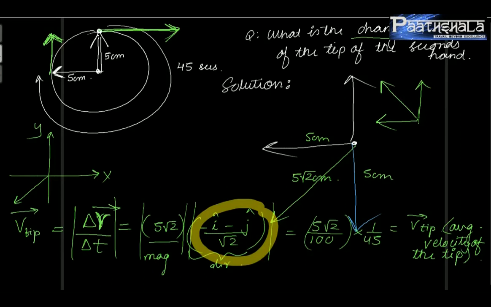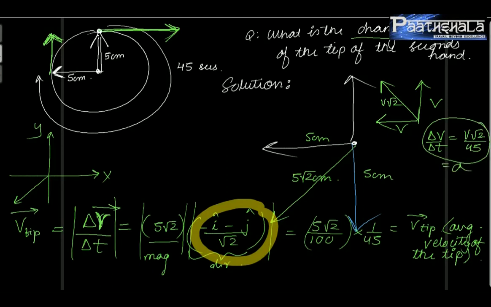But direction we are not bothered about, we are only bothered about the magnitude. So let us say the magnitude of these two vectors is v, the magnitude of this vector is going to be v root 2. And this has all happened in a time span of 45 seconds. So delta v by delta t is going to be v root 2 upon 45 seconds. This is the acceleration. And the change in velocity that has been asked is simply equal to v root 2.